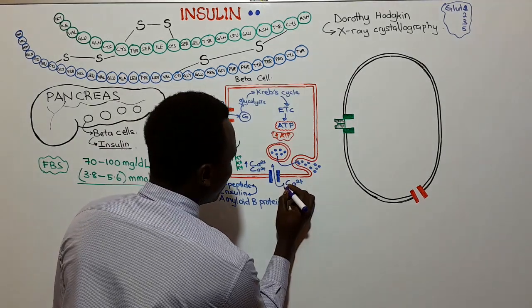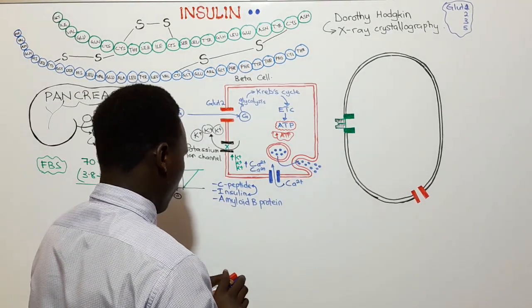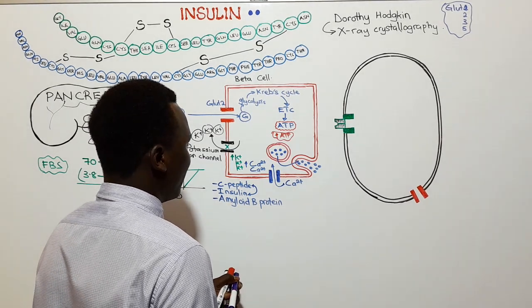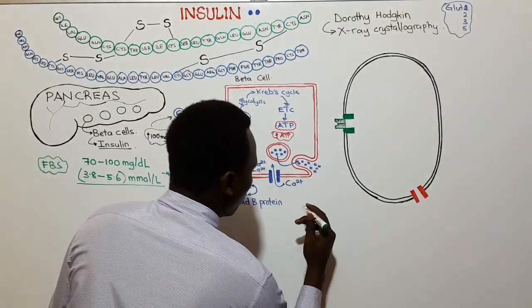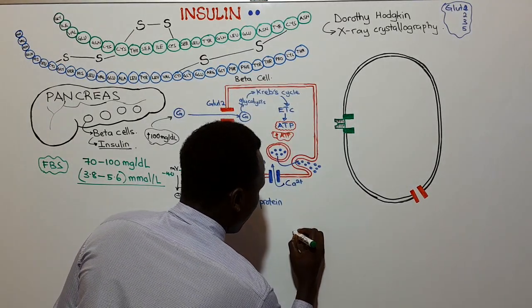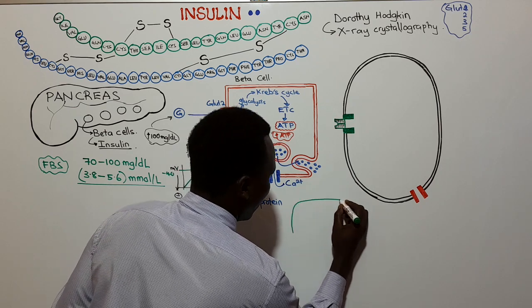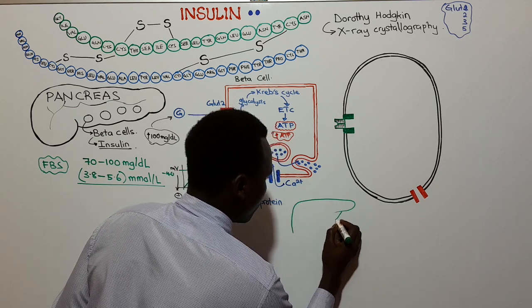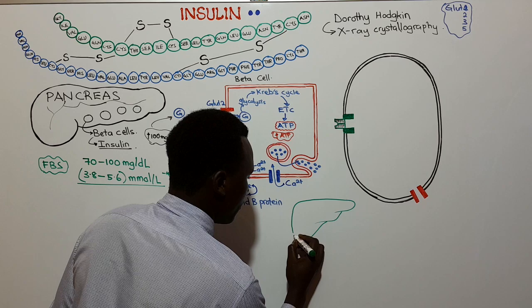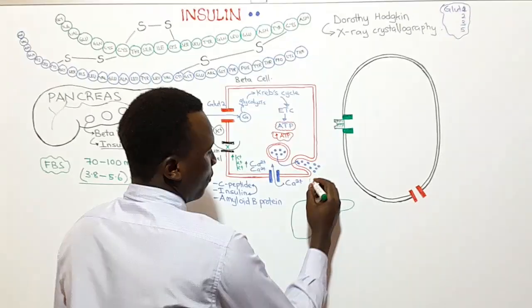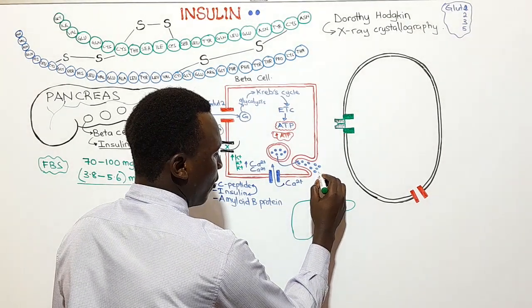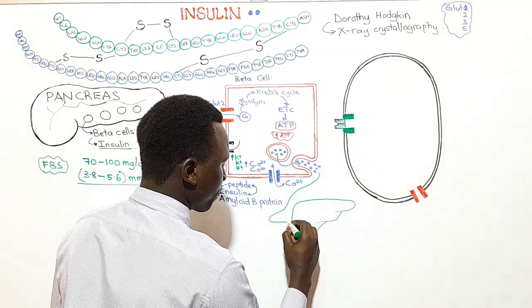So, with this, first of all, it will go to the liver. The liver is the first thing that this insulin will go to. If we have the liver around like this, you find that this insulin will first go to the liver.